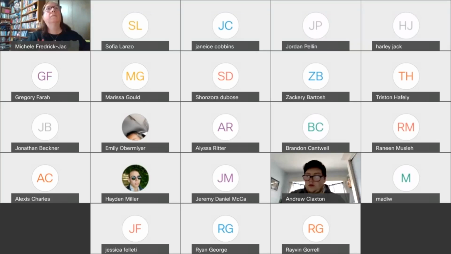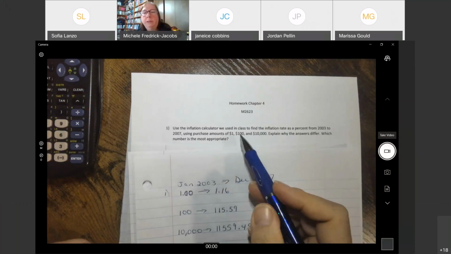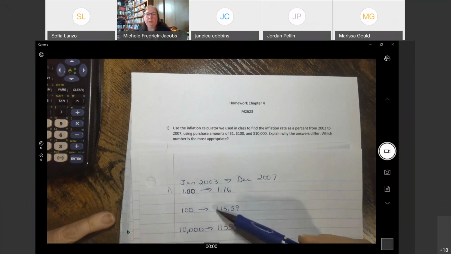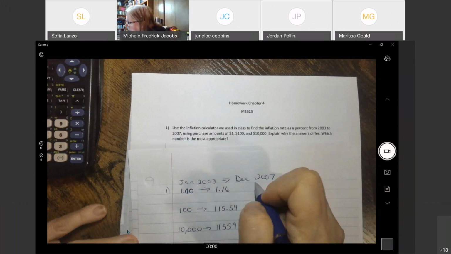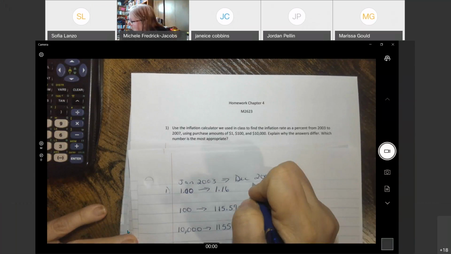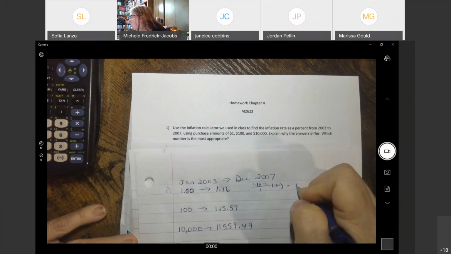Yeah, I got those numbers too, but I'm just wondering what it means by which number is the most appropriate. So once we found these, it had said to find the inflation rate. So then we would find the inflation rate. You use your calculator to get the numbers. Then using the inflation rate, here we get 16%.